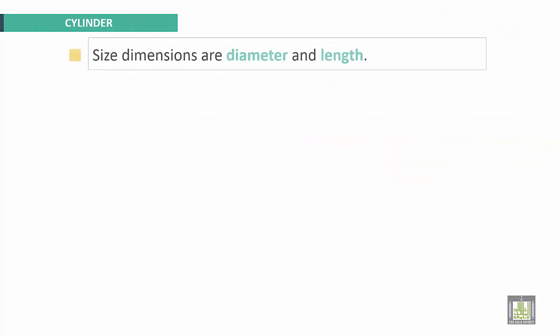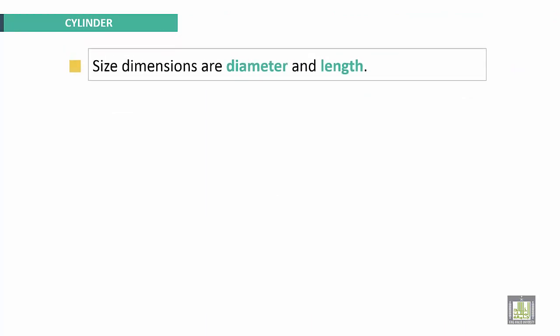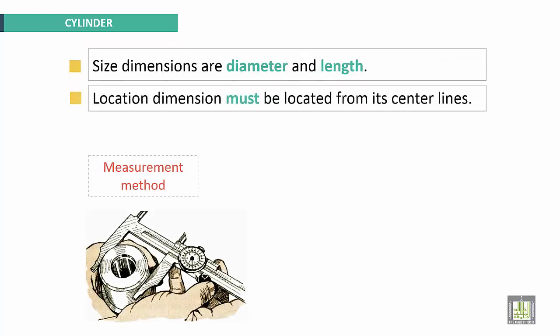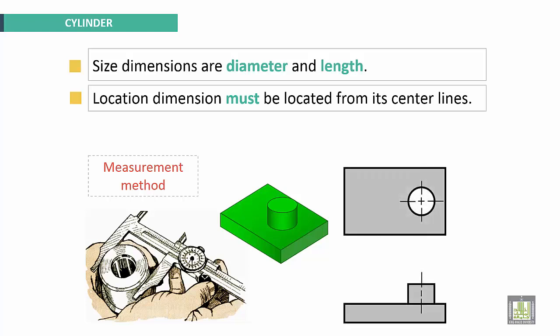Okay. Cylinder. Size dimensions are diameter and length for the cylinder. This is the measurement method. Location dimension must be located from its center line. Here we have a shape with a cylinder. On these views, we have to locate the center of the cylinder.